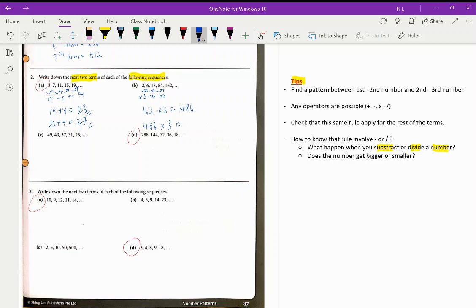Which is 486. So 486 times 3, what will it be? 1458. So this is my next two terms. So let's go to the one in part D.